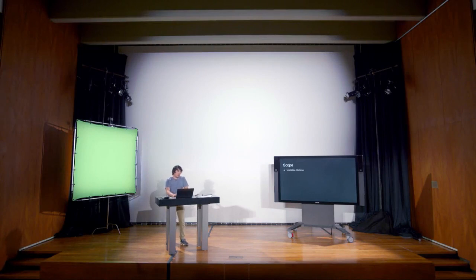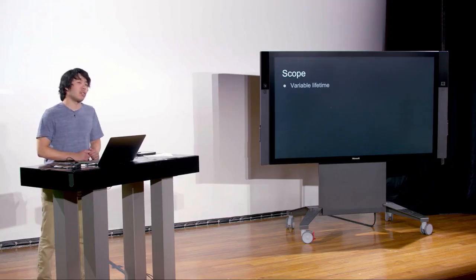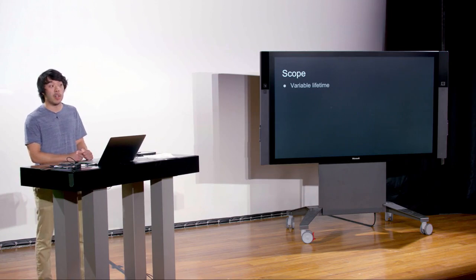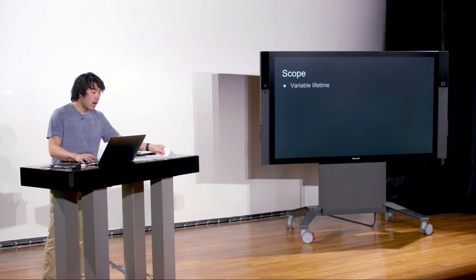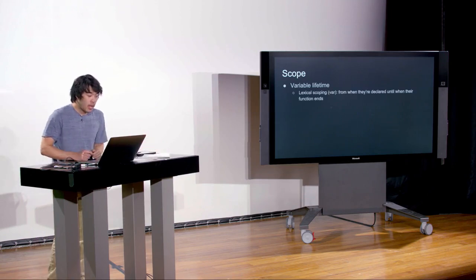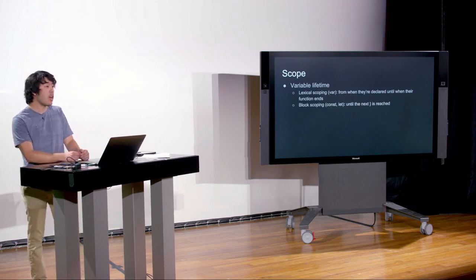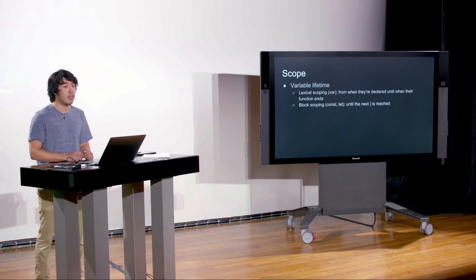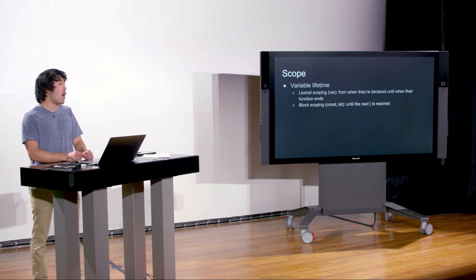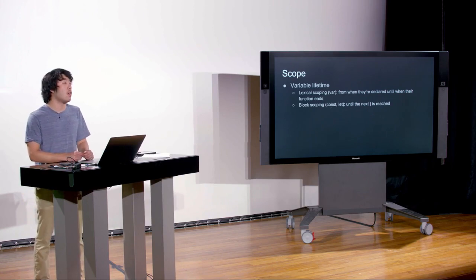So let's talk about scope now. So what the heck is scope? Scope is a term that's talking about variable lifetime and how long these variables actually exist. There are a couple different types of scoping. There's lexical scoping, which is that keyword var that you might see if you're reading old JavaScript. And there's block scoping, which refers to how things like const or let are scoped.